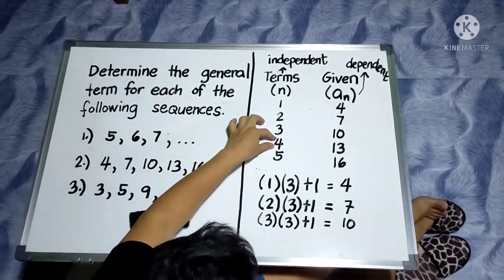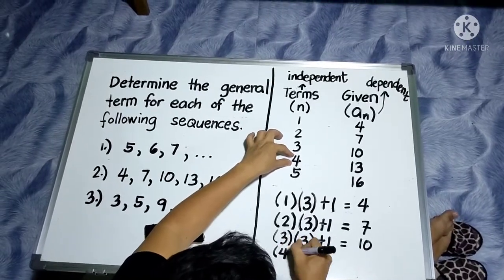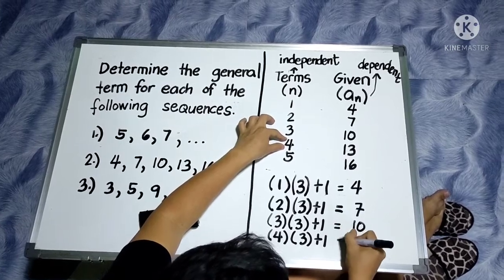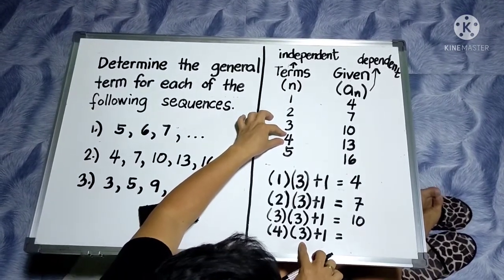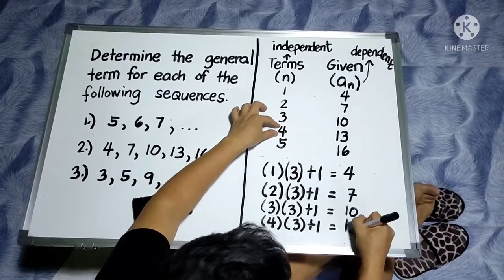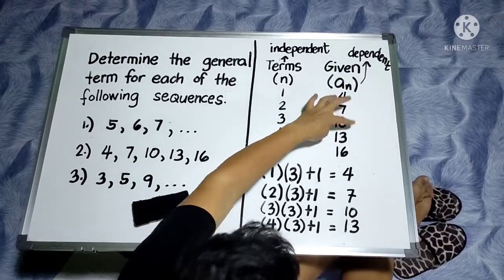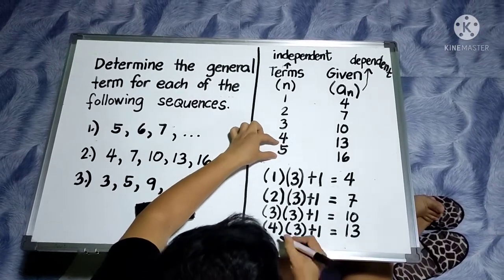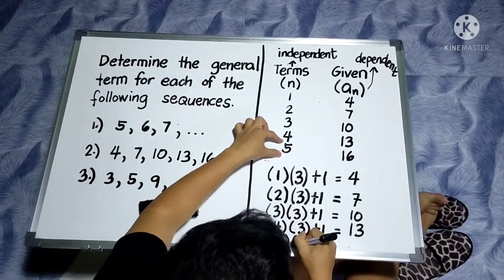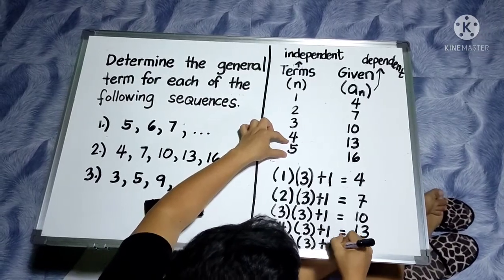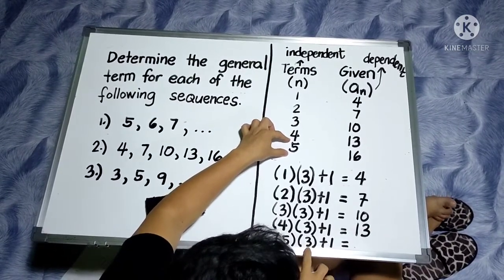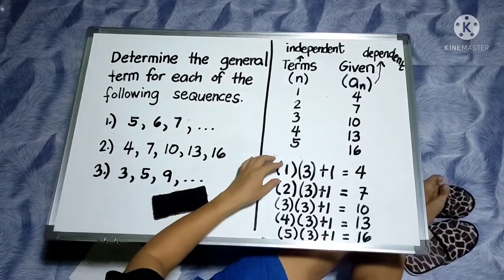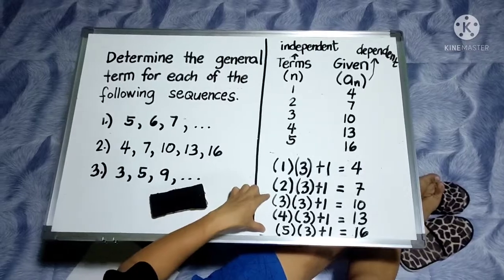Let's proceed to the fourth term. 4 times 3 plus 1. 4 times 3 is 12 plus 1, 13. It's still true. Now let's try with the last term or last value of n. 5 times 3 plus 1 equals 5 times 3, 15 plus 1, 16. Therefore, this is what we are looking for.